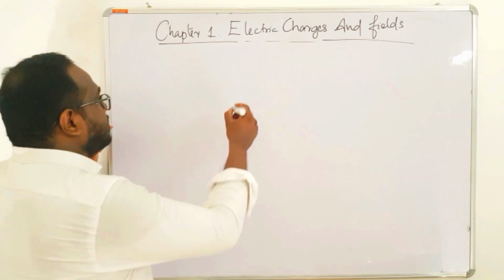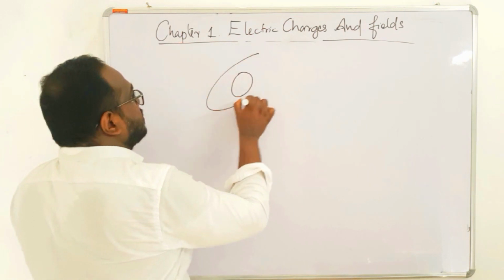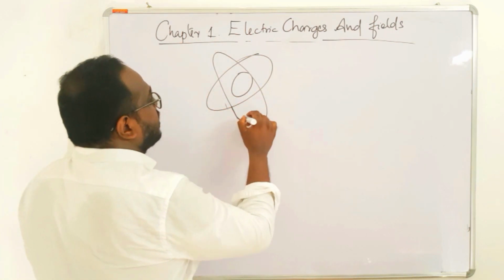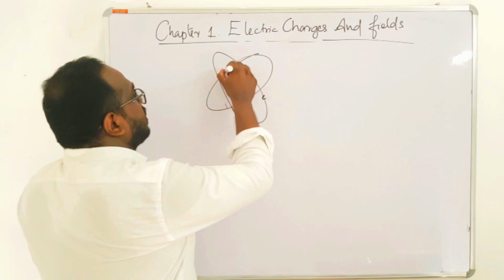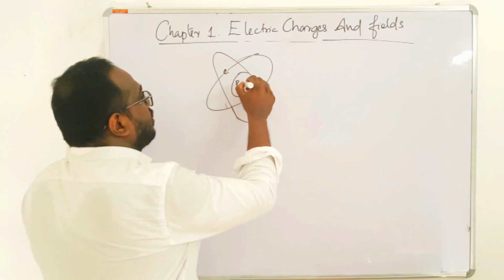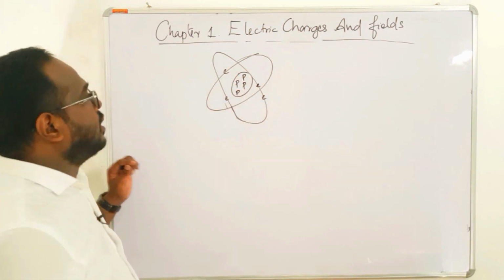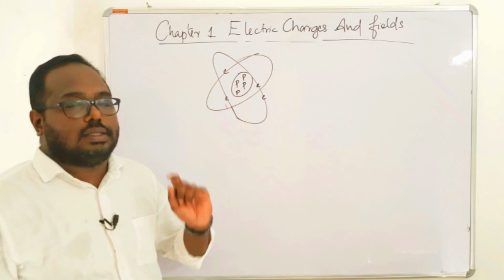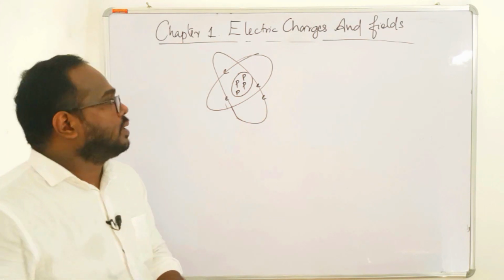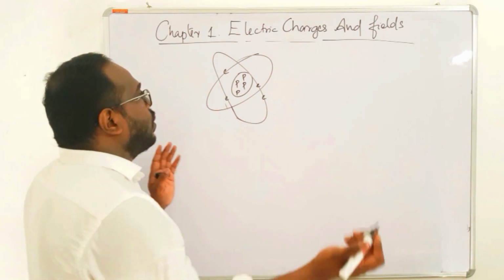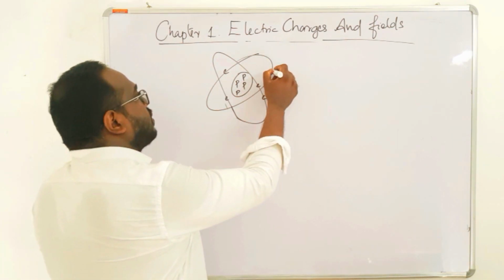We know the structure of an atom: the nucleus, and electrons revolving around it, right? Proton, proton, e, proton, proton. Look at this. The number of electrons and protons are the same. So it is neutral in nature. So by any means, if you are able to add 1 electron here.